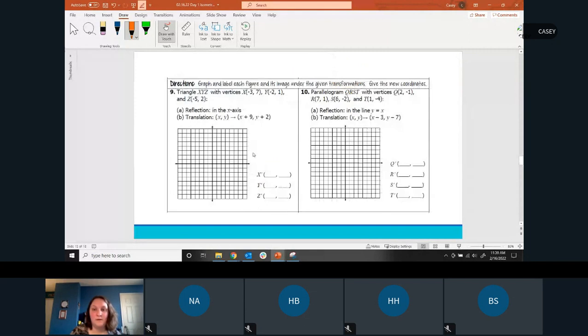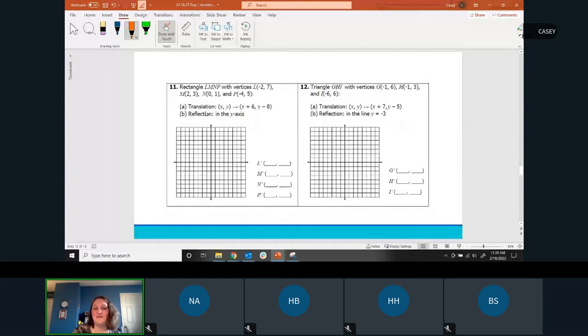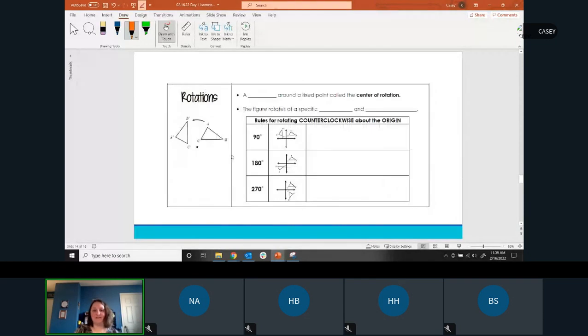Okay. There's some more practice problems for you there where they actually have reflections and translation practice. So you would do whatever it says first, and then take that shape and do the second transformation. I want to make sure that we cover rotations. This is the whole reason why I need to use my PowerPoint. So let's go to rotations.